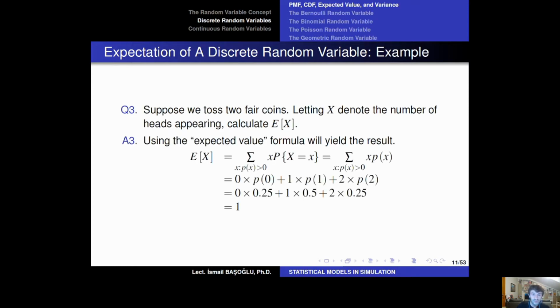For the previous example, I can calculate the expected value as multiplying 0 with the probability mass value of 0, plus 1 with the probability mass value of 1, plus 2 with the probability mass value of 2. And in that case, I can define the expected value as 1.